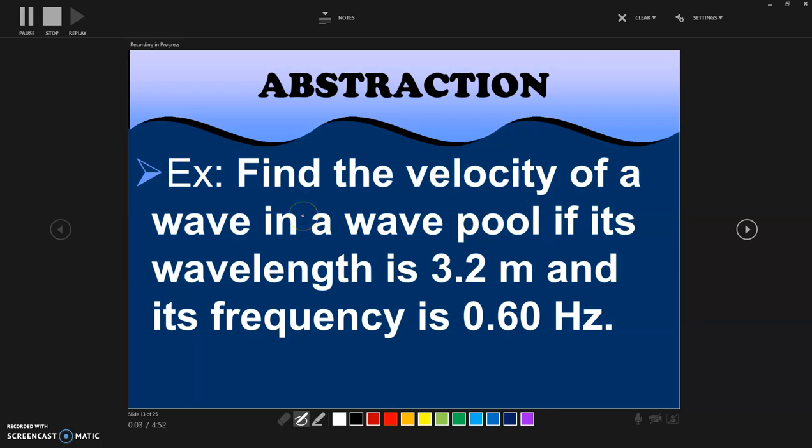So we have here the computations right away. Find the velocity of a wave in a wave pool if its wavelength is 3.2 meters and its frequency is 0.60 hertz. So recall the formula. Just multiply wavelength and the frequency, which is 0.60. Take note, hertz can be converted to per second, right? So just 3.2 times 0.60 per second.